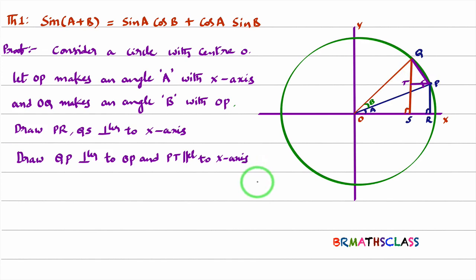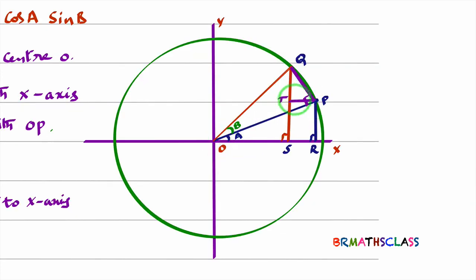Now we need to observe a few things very carefully in the diagram. Now I'll zoom this diagram and you observe the triangle QTP. You observe here the line TP and the line OR. The line TP and the line OR are both parallel. Then this OP acts as a transversal. Then these are alternate interior angles. These two angles are equal.